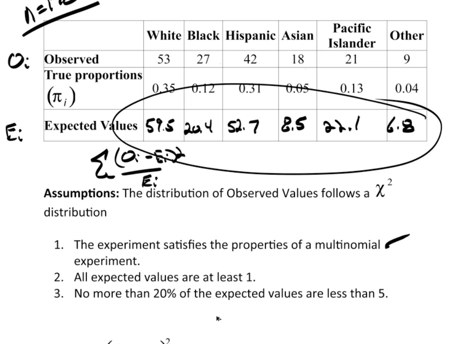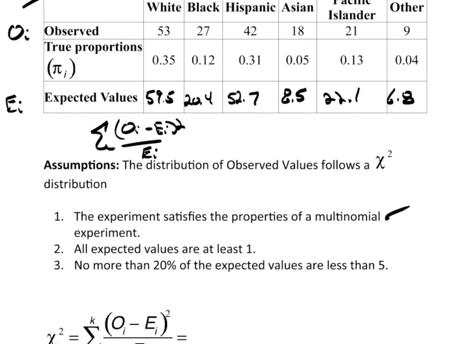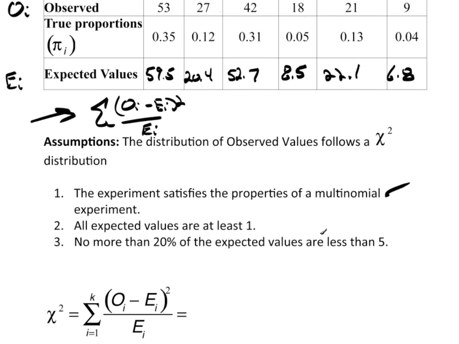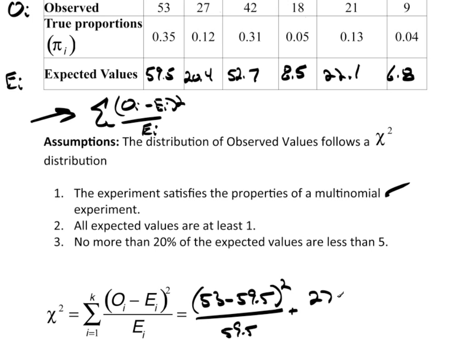So now I need to think about calculating this test statistic. Here it is, I wrote it out again. I would take the observed, which, let me scoot this down just a little bit. There. The observed is going to be 53 minus the expected 59.5. Square it and divide it by 59.5. And then add it to the observed 27 minus 20.4. Square it, divide it by 20.4. And keep right on going.